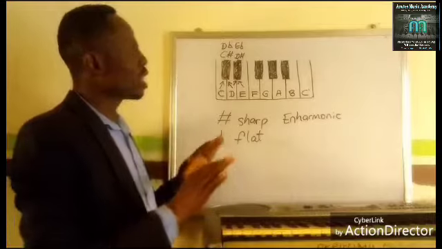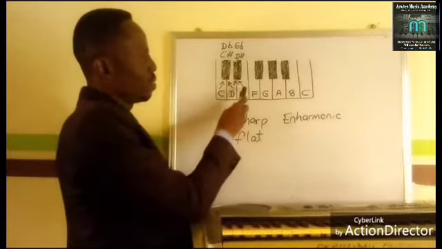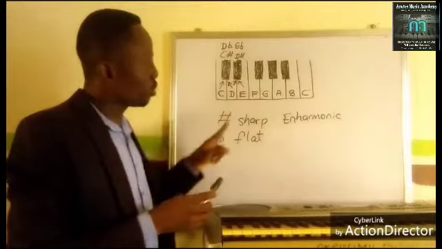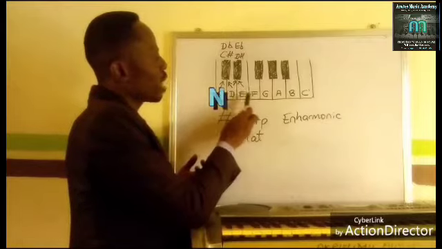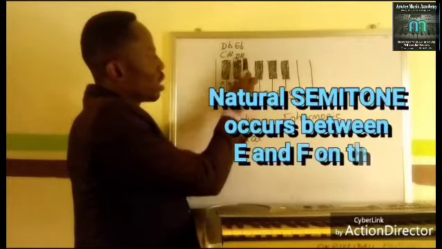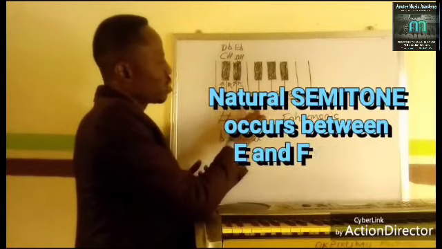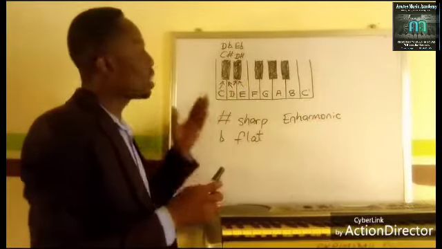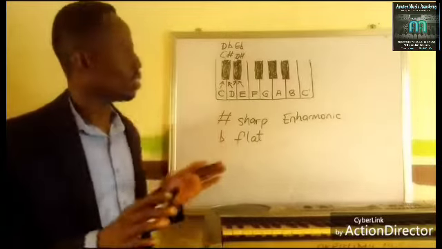Now, there is a natural semitone occurring between E and F, because if you look at it, there is no other note between E and F. This is E, and this is the line dividing E and F. So E, and the very next note is F. So between E and F, we have a natural semitone occurring there.